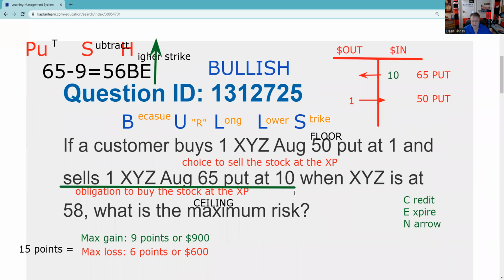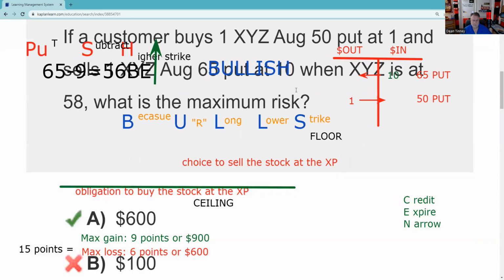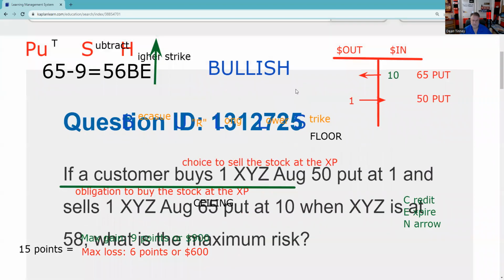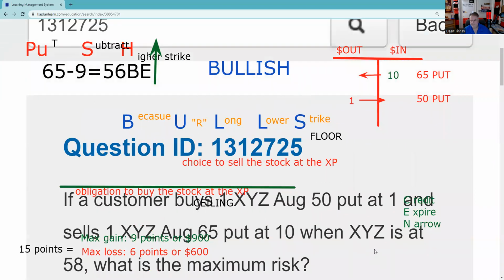Okay, so let's see if we can answer the question. As I said, you have my guarantee. Whatever they want to know, you've got the answer. The question is, what is the maximum risk? So we're looking for $600 being offered to us as the maximum loss. Let's see if that's available to us as an answer. Boom. All right. So we got it right. That's good. Okay, let me clear that up.